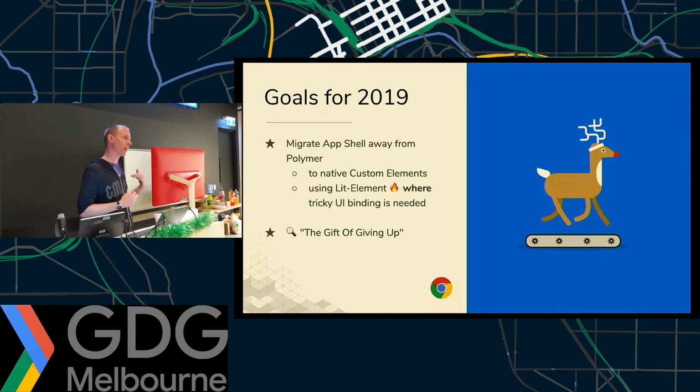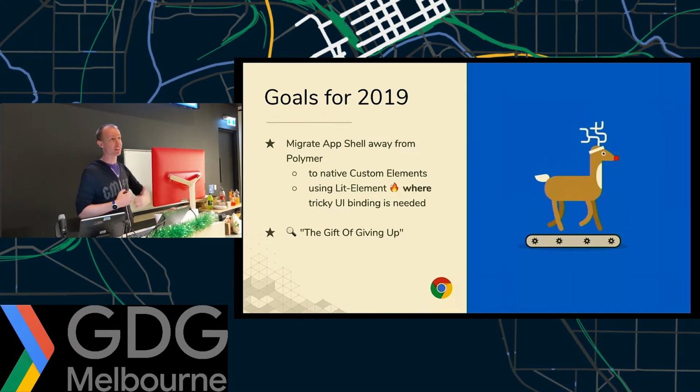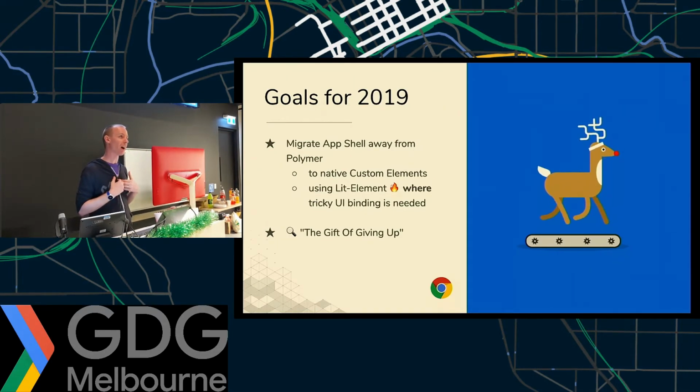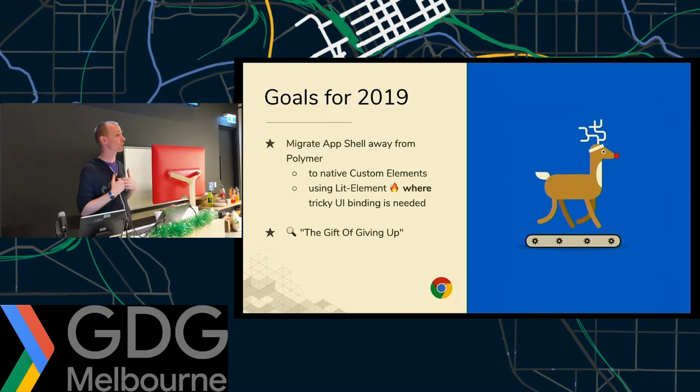If you were curious, I wrote an article last year on Christmas called The Gift of Giving Up, which basically talks about the fact that the goals for this year are exactly the same as last year, we just didn't get time. So it was a lovely article about how we just stopped doing development and just shipped the old thing and no one noticed, which was great. So you don't always need to ship new things.